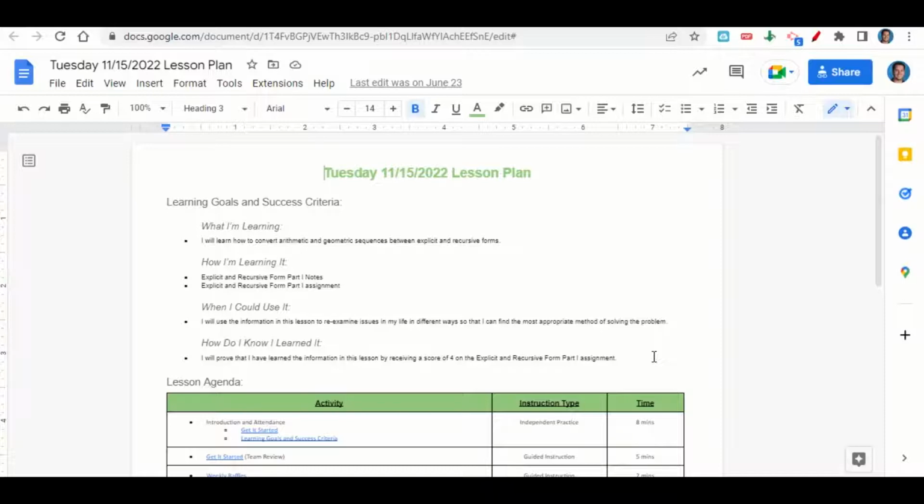First, what are we learning? We're learning how to convert arithmetic and geometric sequences between explicit and recursive forms. How are we learning it? Through the explicit and recursive form part 1 notes and the explicit and recursive form part 1 assignment. When can we use this information? To re-examine issues in your life in different ways so that you can find the most appropriate method of solving the problem. How do you know you learned it? By getting a score of 4 on the explicit and recursive form part 1 assignment.